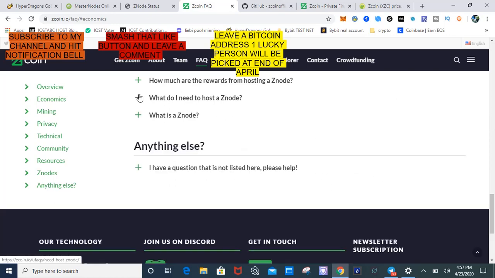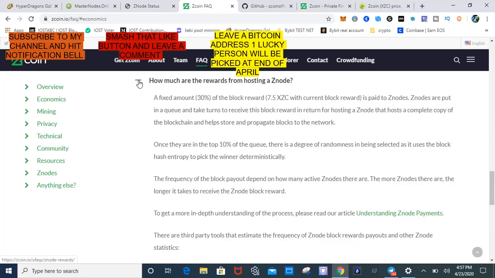So how much are the rewards for hosting a Znode? Currently it is a fixed amount, which is 30% of the block reward, which is 7.5 Zcoins per block reward, which is paid out to Znodes.